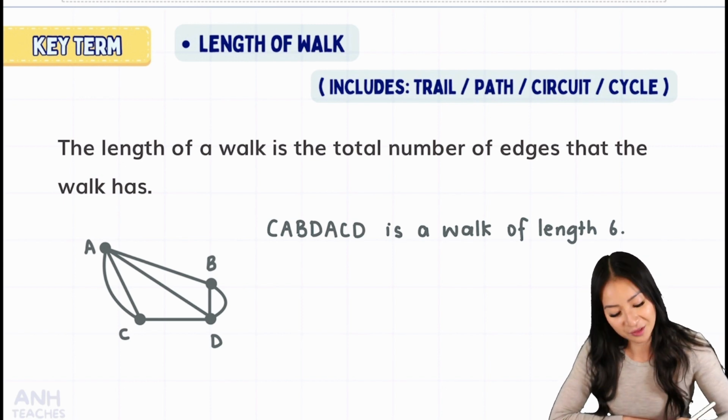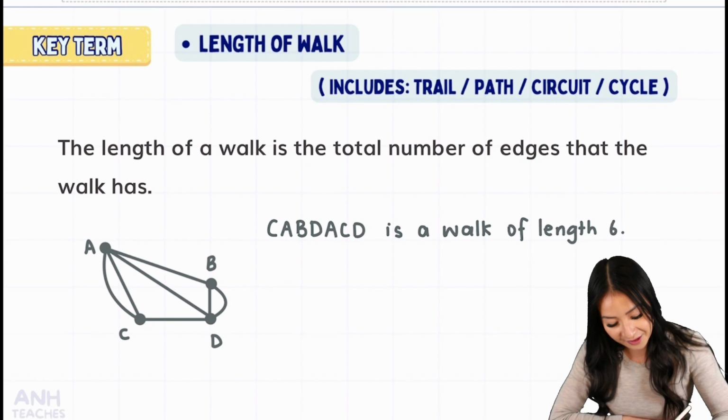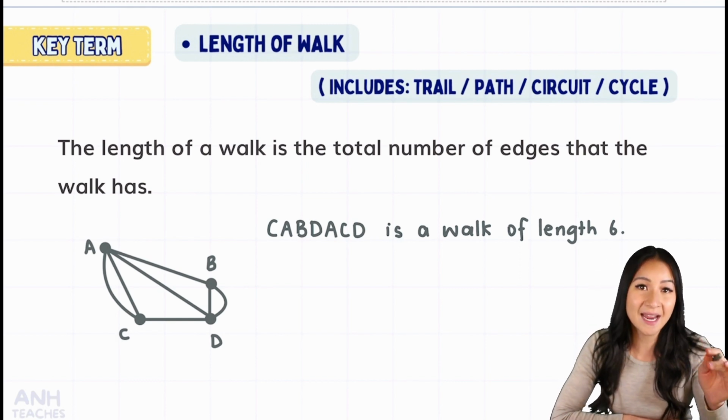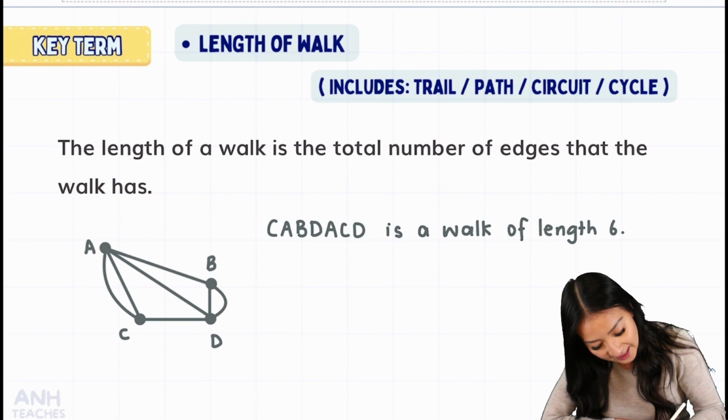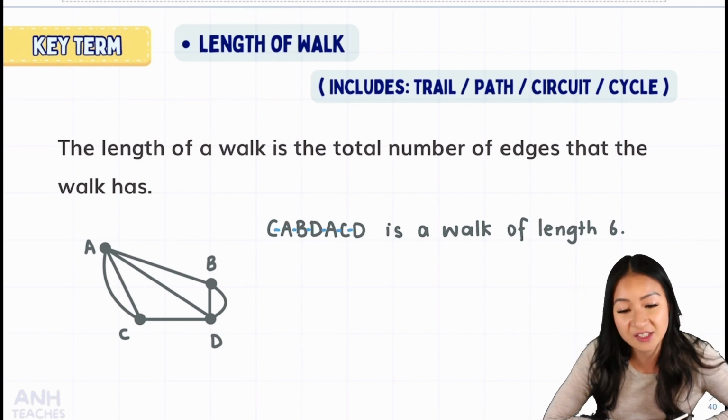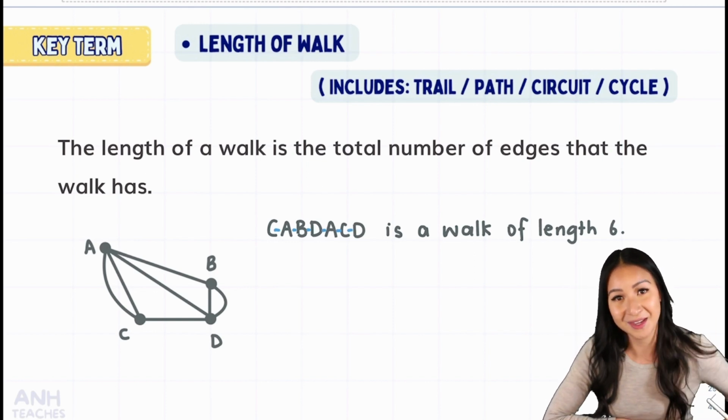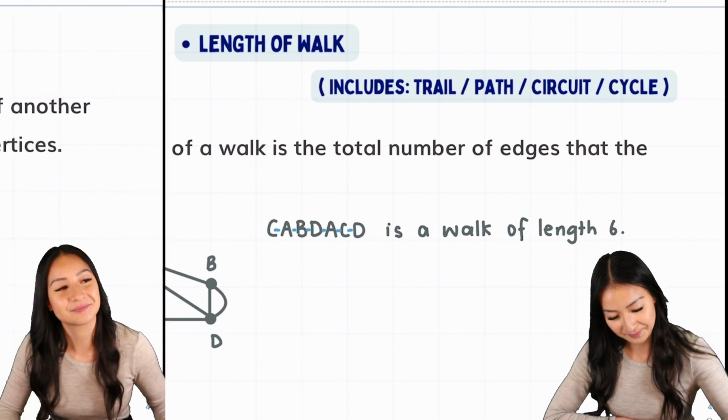If you're writing down the walk like this, count the number of vertices, 1, 2, 3, 4, 5, 6, 7, and then don't forget to take 1 because remember the edges only exist between each pair of vertices. So 1, 2, 3, 4, 5, 6 edges there in between each pair of vertices.